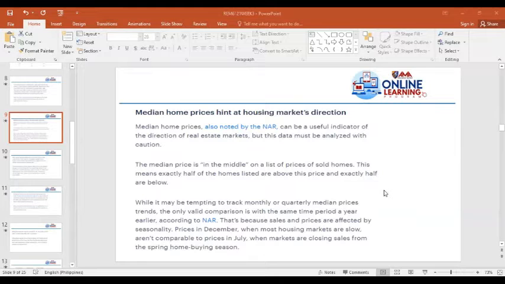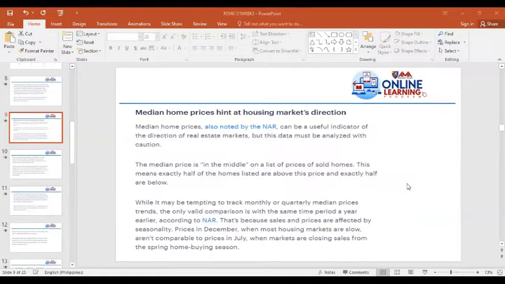So there are references on how the homes are listed above the price and exactly below the price. It will be tempting to track monthly or quarterly median price trends. The only valid comparison is within the same year, according to the NAR. That's because sales and prices are affected by seasonality.